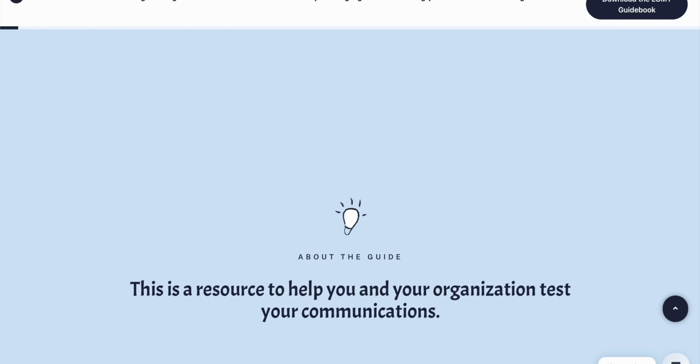There's always been a need for a resource like the low-cost message testing guide. We've seen that in a lot of cases, civil society organizations really do struggle to get across an effective message from the work that they do.